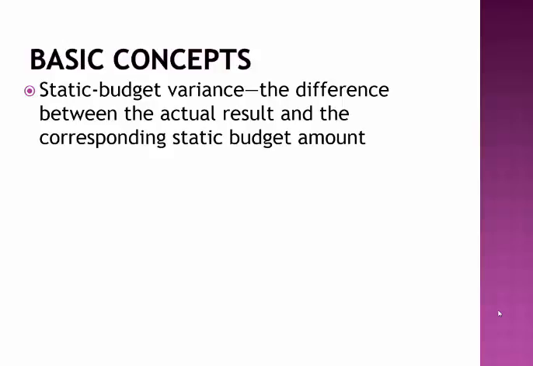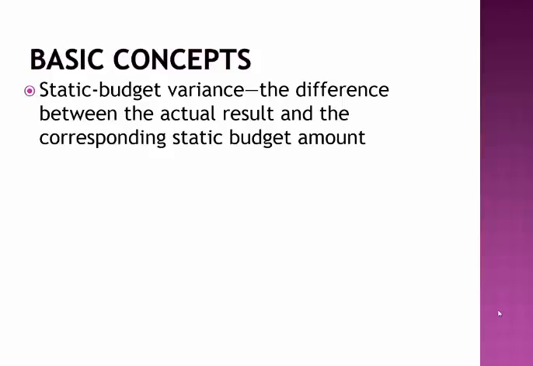Okay, so this very first one right here, static budget variance, is going to be a calculation, and it is going to give us the difference between the actual result, what actually ends up happening during the period, and the corresponding static budget amount, or what was originally planned in the master static budget. Okay, so how do we do this?